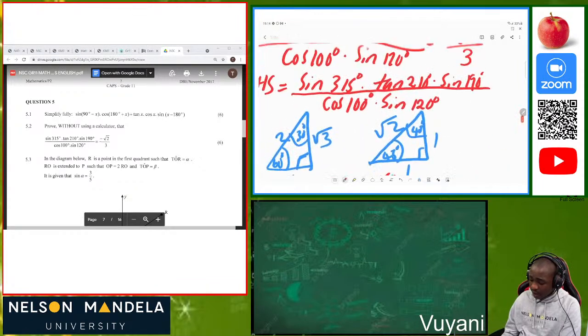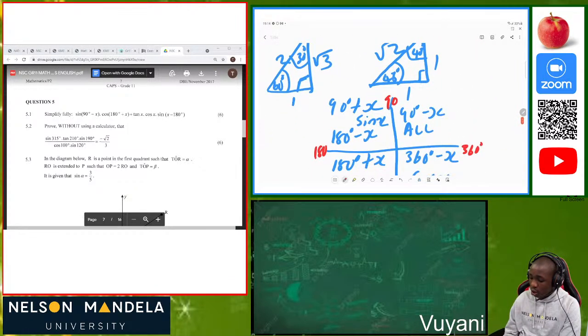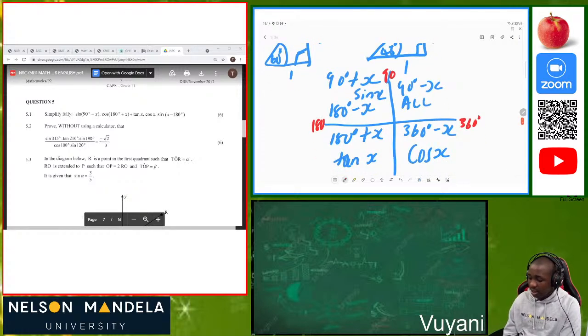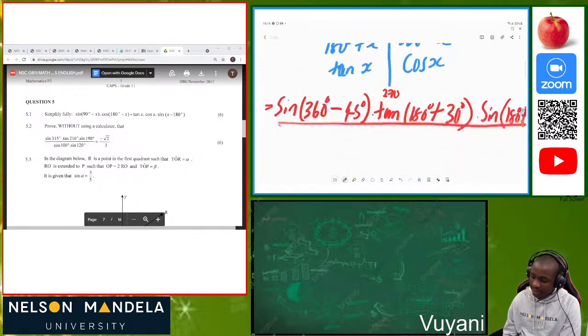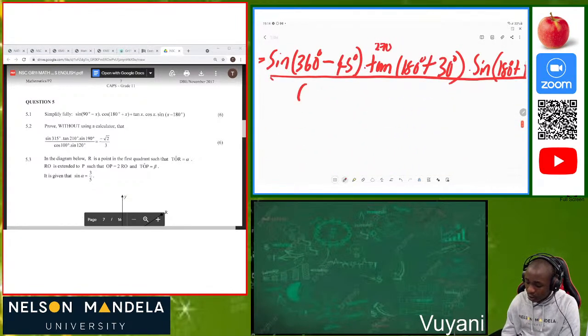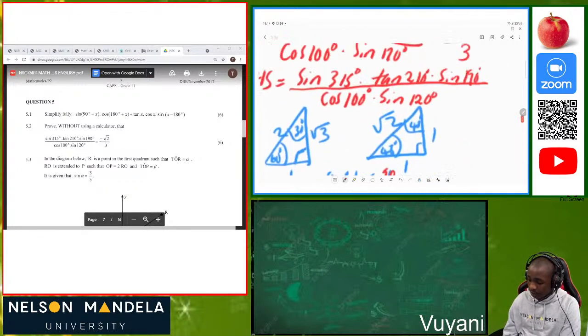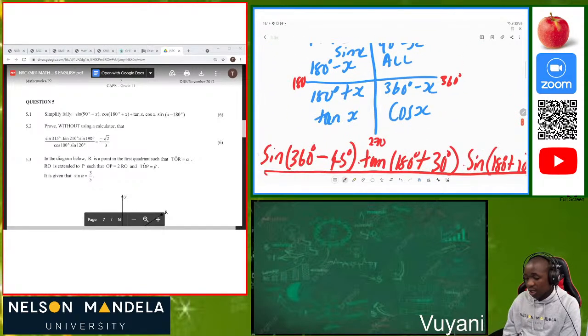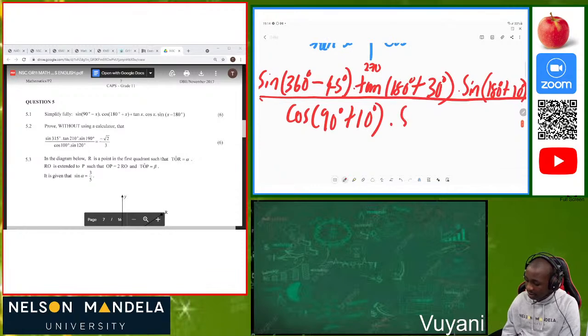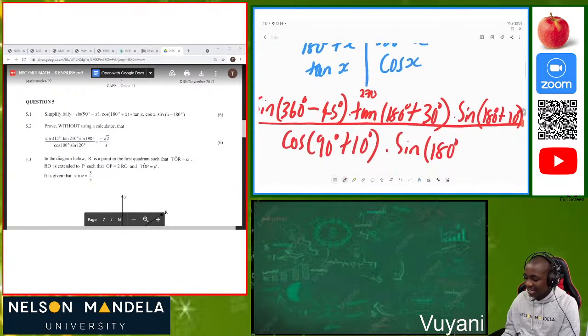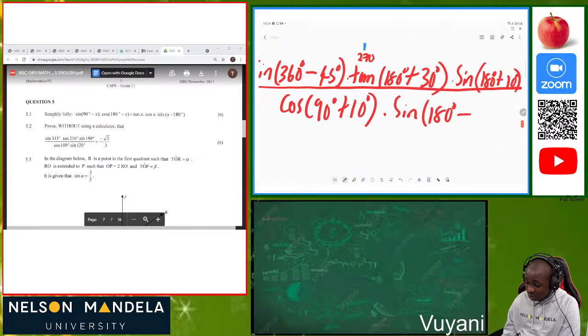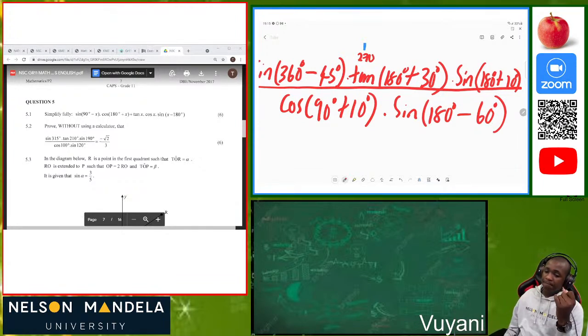Now let's go down to our denominator. Of course, 100 is in the second quadrant, because the second quadrant has numbers between 90 and 180 degrees. So we're going to end up having cos of 90 degrees plus 10 degrees times sine 120. 120 is in the second quadrant, so we're going to have sine of 180 degrees minus what, so that we can get 120: 180 minus 60 degrees. So we only use these special angles, 45, 30, and 60.